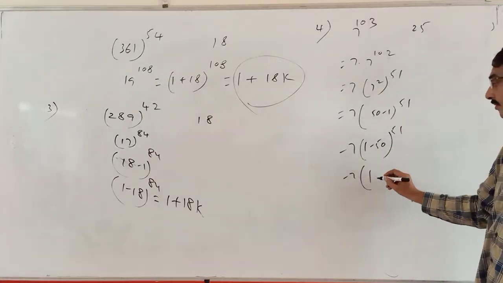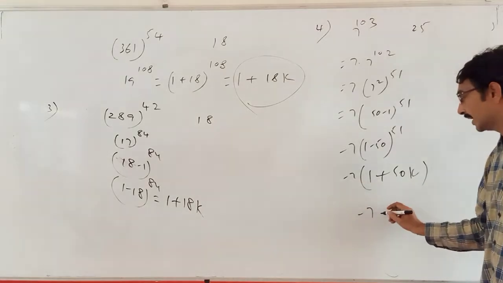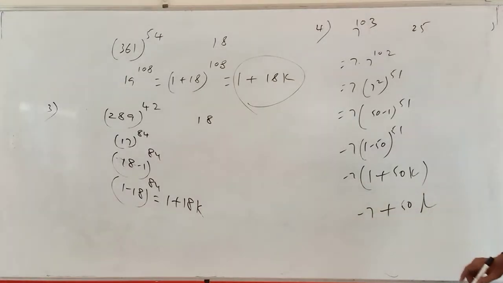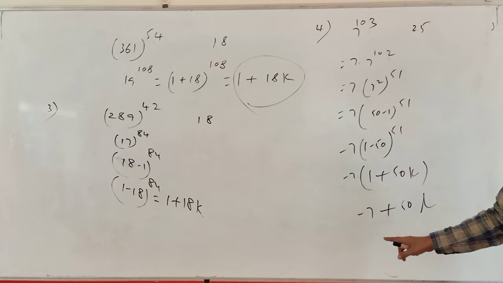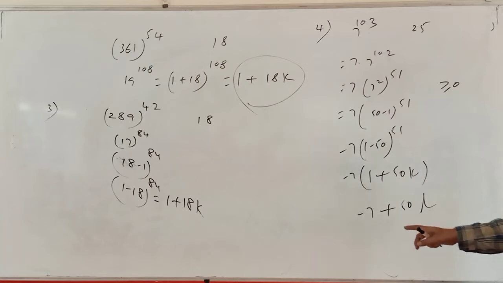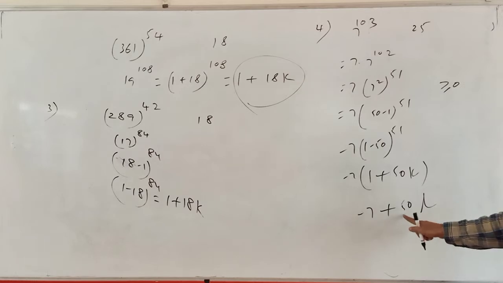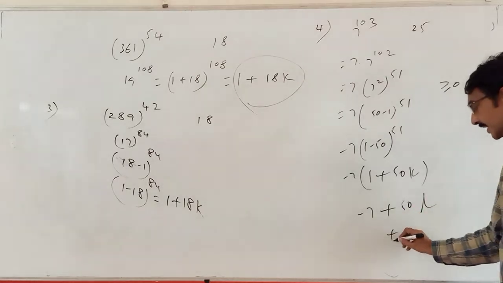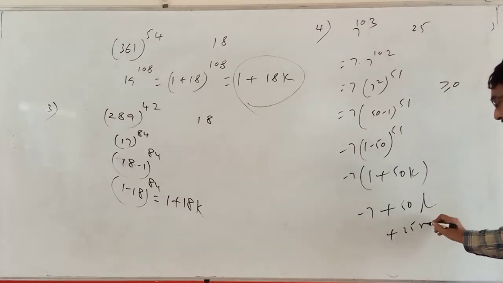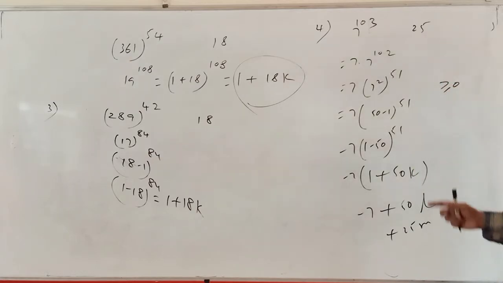Now this is (1 plus 50 into k) multiplied by 7, plus 50 into some L. Nice one. But this is not the remainder. Remainder is always positive, always greater than or equal to 0. So when the number at this place is negative, 50 into L we can express as 25 into 2L, and call that some M, because we need the remainder of that number when divided by 25.